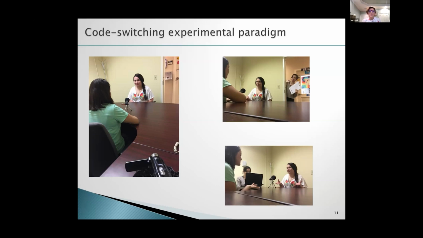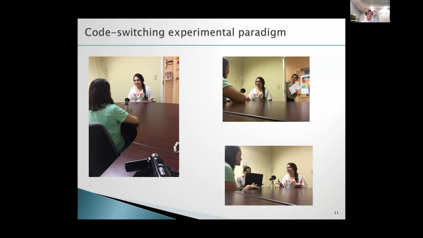The question was whether or not after the interruption, the participants were more likely to code switch, so that knowing that someone who is in the room doesn't speak Spanish and speaks English, are they more likely to break into English, or are they going to remain with Spanish?